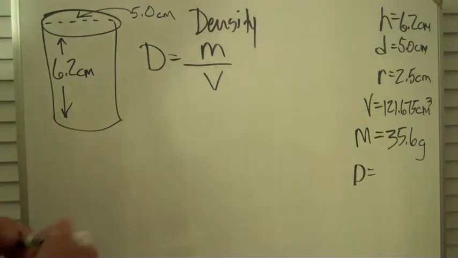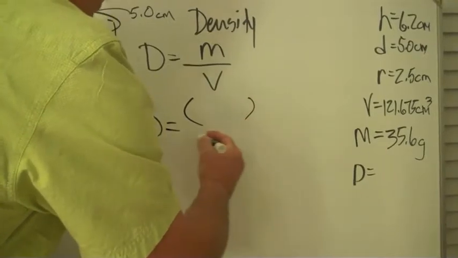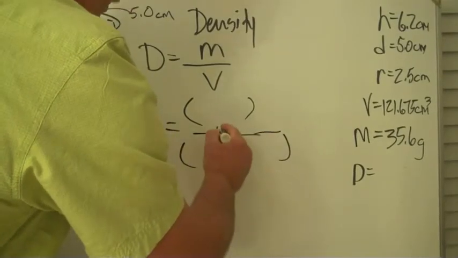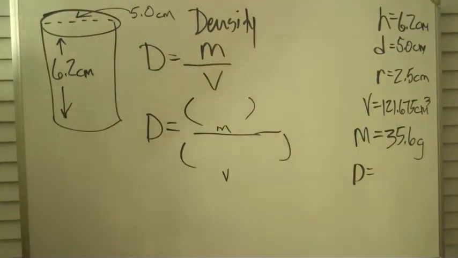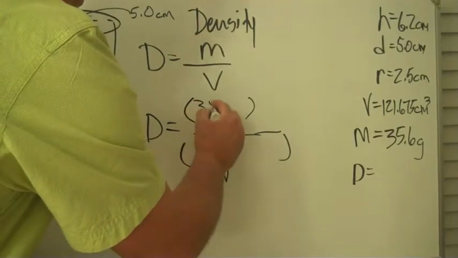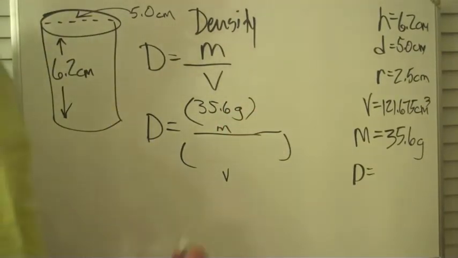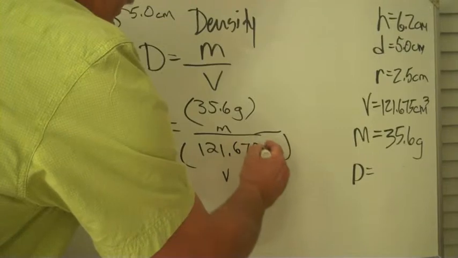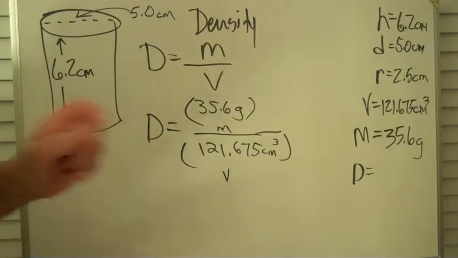Okay, so welcome back, and the density framework would be density equals parenthesis over a parenthesis, and I'll make the parenthesis down here quite large because this is going to be mass, that's going to be one little measure. This is going to be volume, which has several decimal places. So the mass measure for this cylinder was 35.6 grams, and the volume measure for this cylinder was 121.675 centimeters cubed, the unit of measure for volume being a cubic measure.